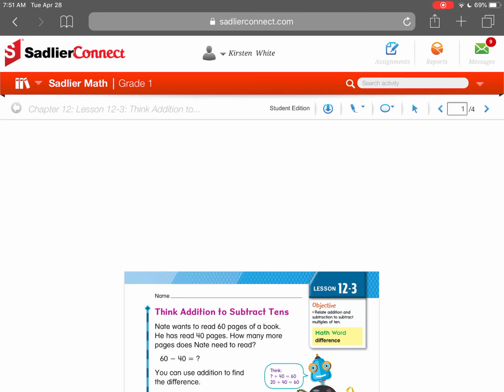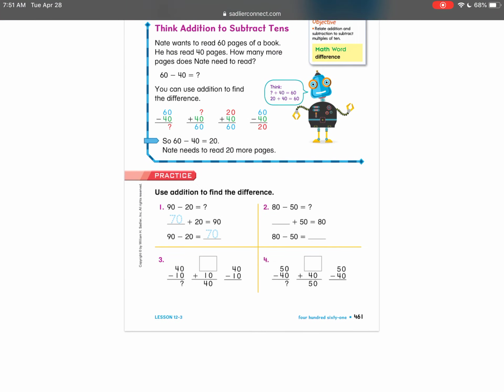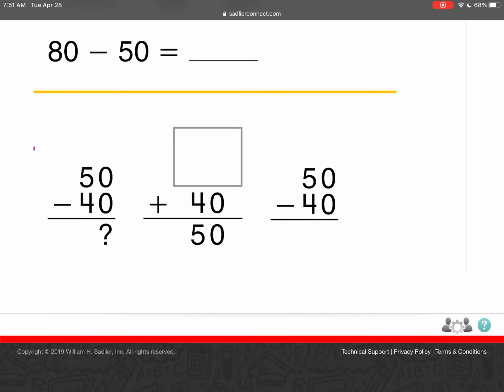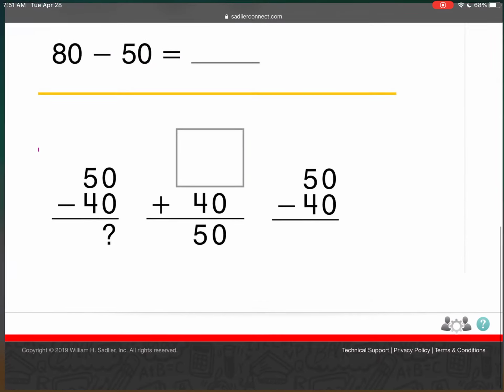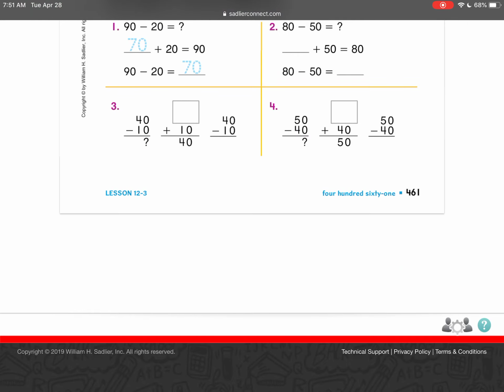Okay, today for math, we're going to be on, let's see, page 461. So, that made it worse. Let's try that again. 461. So, if you're not on that page, pause the video and get a chance to get there.